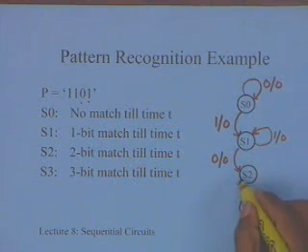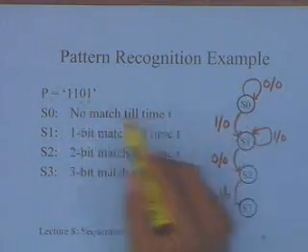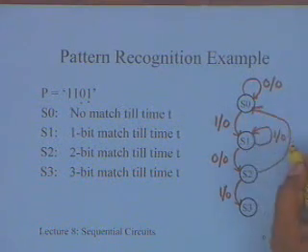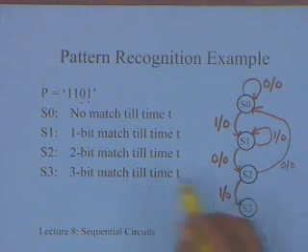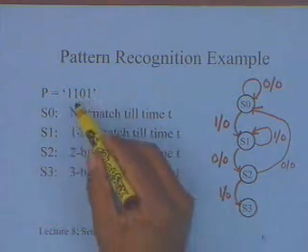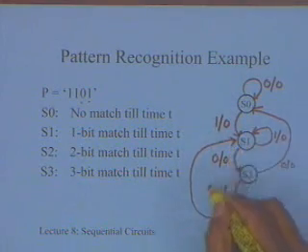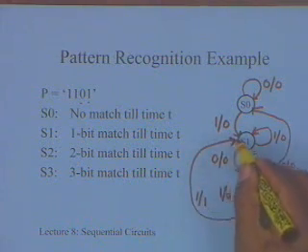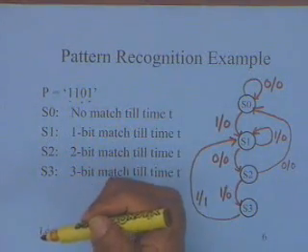Now, if 2 bits are matched and I get a 1, I will go to state S3. If I receive a 0, what I have received till now is 1, 0, 0, so it doesn't match and I have to go back to S0. Now 1, 0, 1 has come. If I receive a 1, that means the pattern has matched, and I will output a 1. I would have got a pattern 1, 1, 0, 1, so I will go back to S1. The reason I go back to S1 is that I can consider this 1 to be the start of the next pattern, a 1-bit match that has occurred.